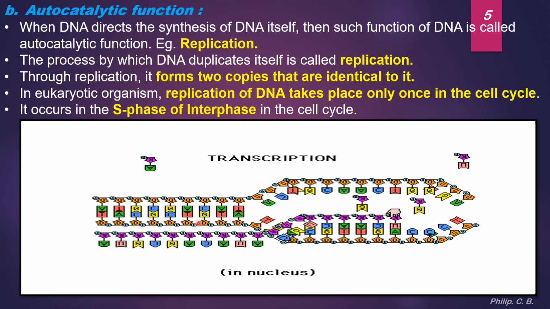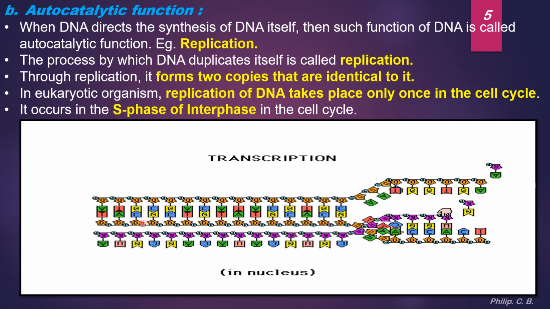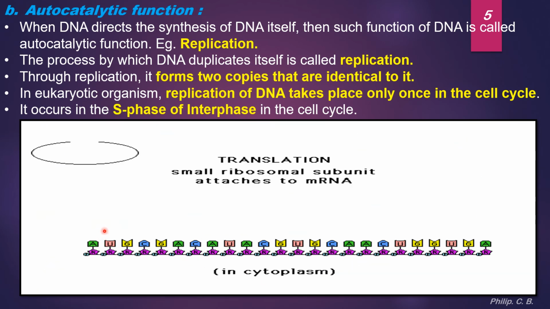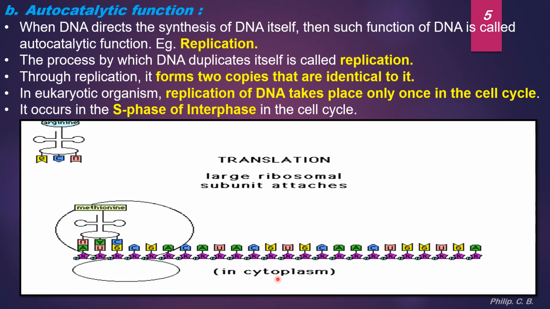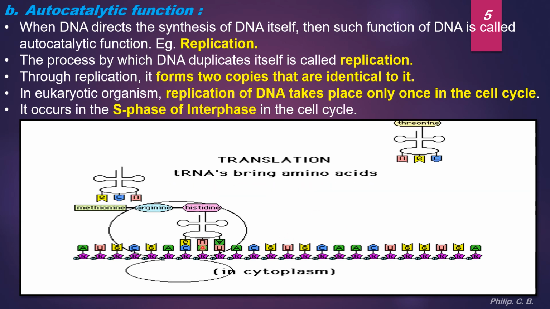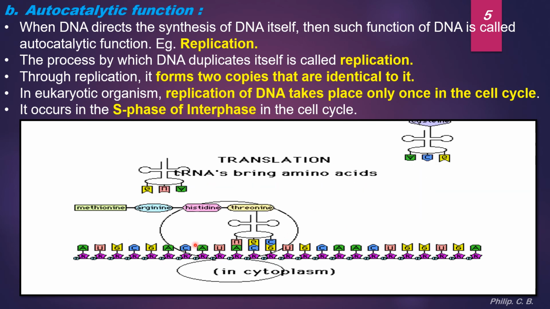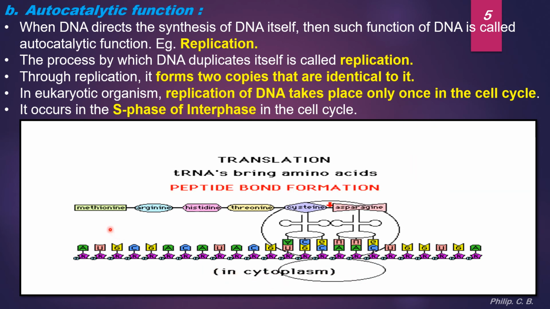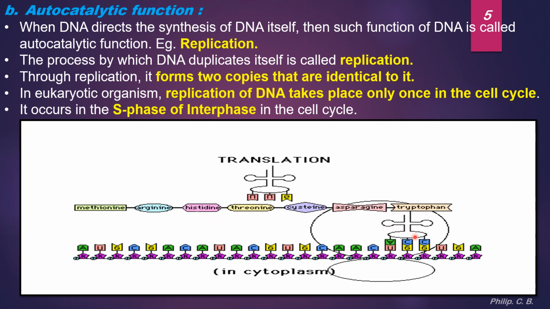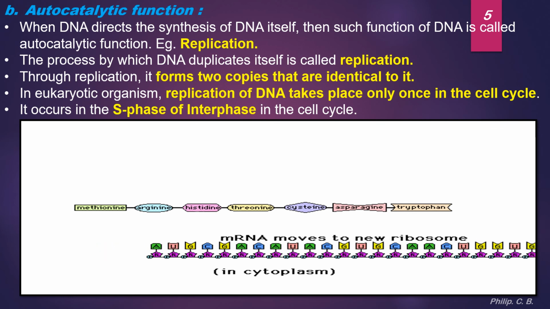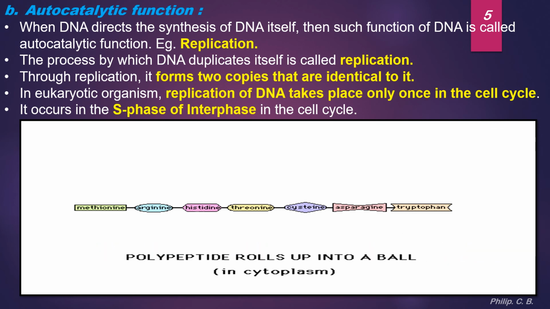So here the unwound part is again joined by the nucleotide bases which are present in the pool, and this takes place in the nucleus. Then the mRNA which is formed moves into the cytoplasm. So here you can see the translation: tRNA brings amino acids and the peptide bond formation takes place in the cytoplasm. Again you can see step by step how the peptide bond is formed very clearly. So this animation itself explains both the transcription and translation process very clearly.